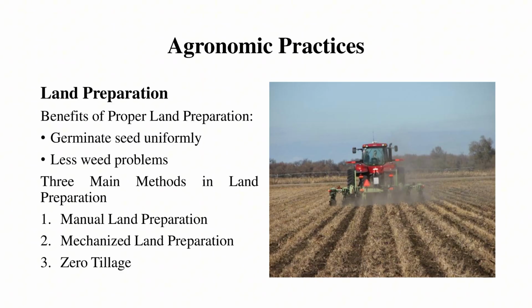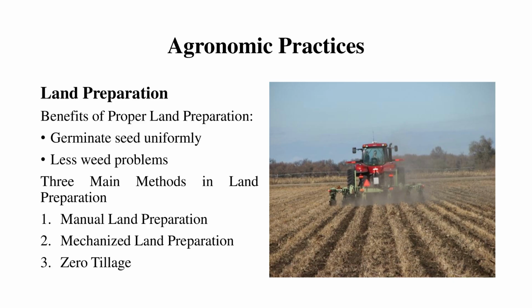For the agronomic practices of soybean, we have land preparation. The benefits of proper land preparation are uniform seed germination and fewer weed problems. There are three main methods in land preparation: manual, mechanized, and zero tillage.